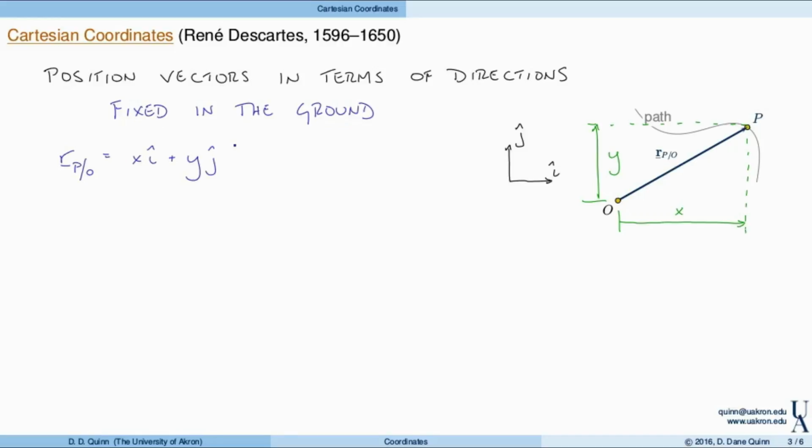Now, motion is associated with not just position, but velocity and acceleration. So let's calculate those two in terms of these Cartesian coordinates. The velocity here is the derivative of position. And notice that although x changes as a function of time, as this point moves along the path, the I direction is fixed, right? Because I is fixed in the plane of the blackboard. So the velocity then becomes x dot in the I direction plus y dot in the j direction. Again, y can change, but j is fixed.